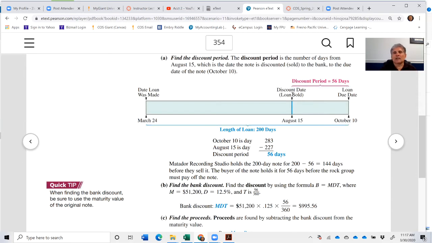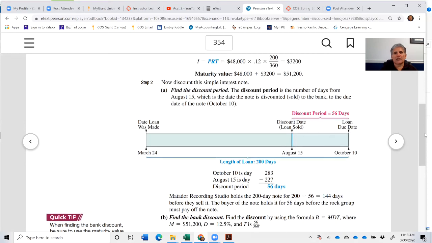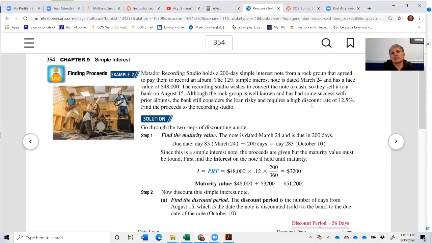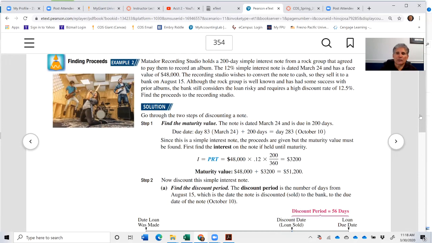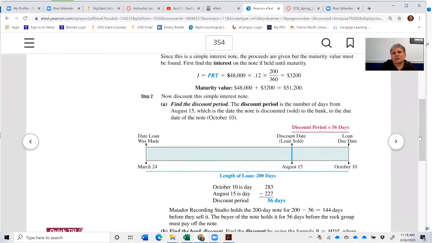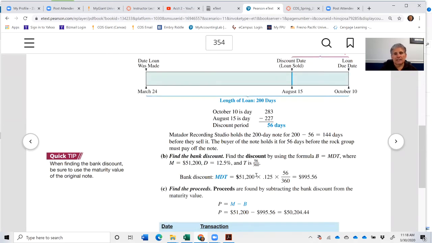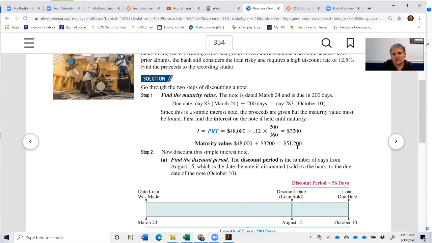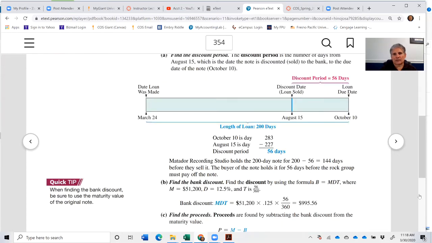Now the bank says, okay, let's go ahead and use 56 days to issue this bank discount. Let's look at our policy. Our policy is that we will buy the loan, but we're going to buy it at a discount of 12.5%. Now we have everything we need to compute the proceeds. So we'll use MDT. The maturity value is $51,200. We computed that previously here. That's what's going to be paid at the end of the loan, $51,200.